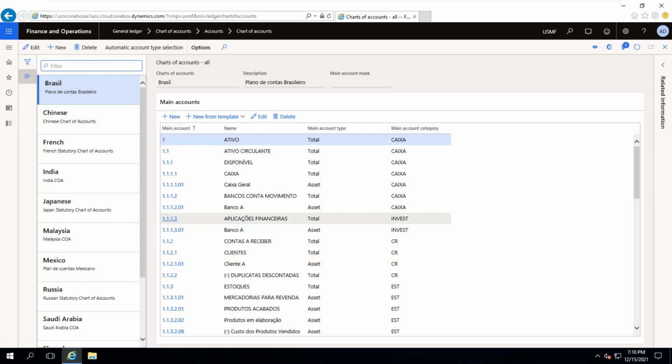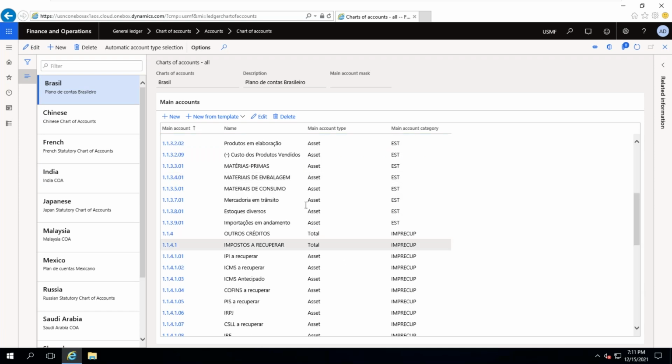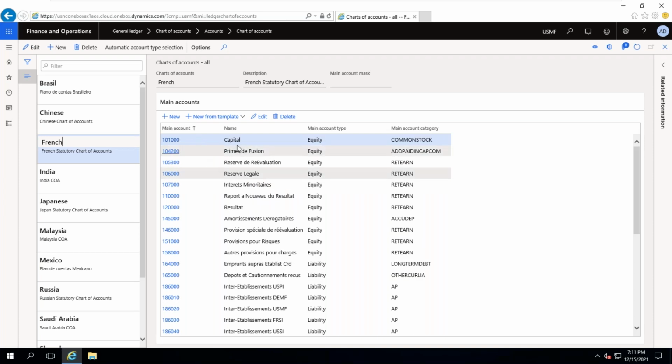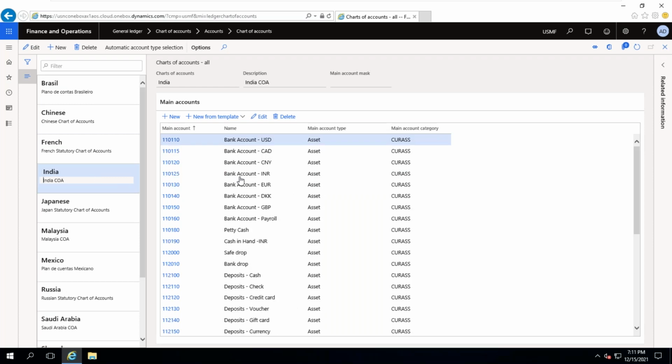Okay, fine. So look at this one. Brazil is following the chart of accounts 1.1, 1.1.1. In their country, they will follow this chart of accounts. This is their way of presentation. So Chinese is following differently, and French people are following differently. And India has almost the same.